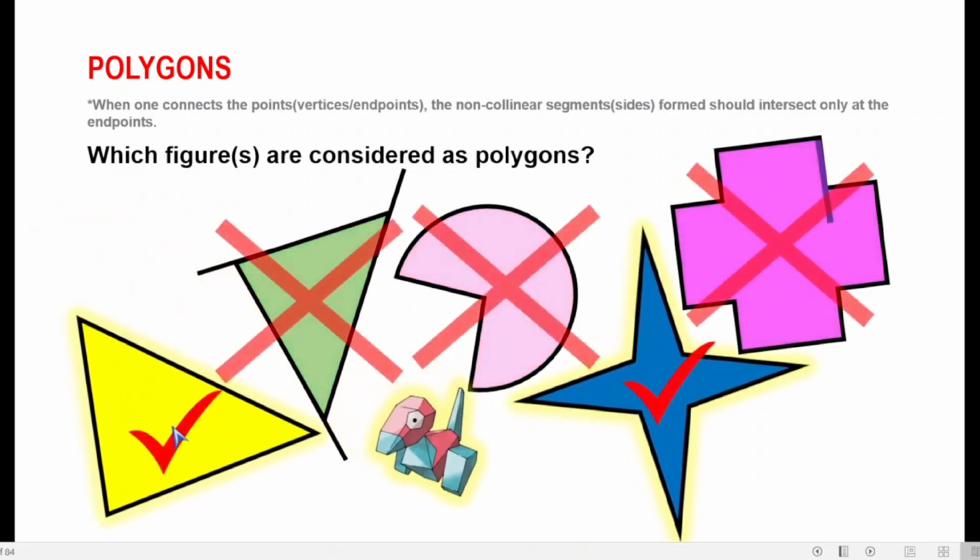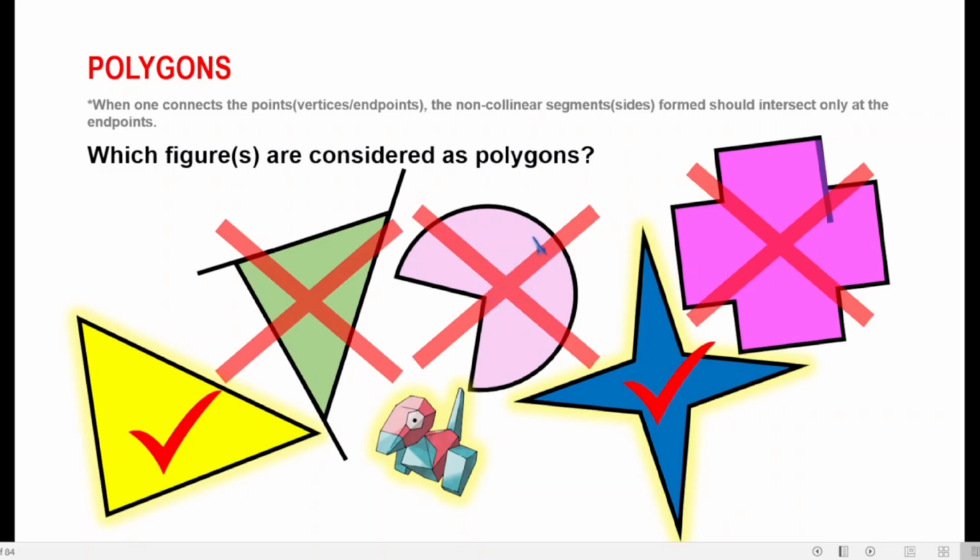Okay, so the yellow, yes, that's a polygon. As you can see, the 3 sides only meet or intersect at their vertices or their endpoints. The green is not, because as you can see, the sides do not meet at the endpoints. So this side meets here. This is the endpoint supposedly. This is the endpoint and another endpoint. So no side should extend.